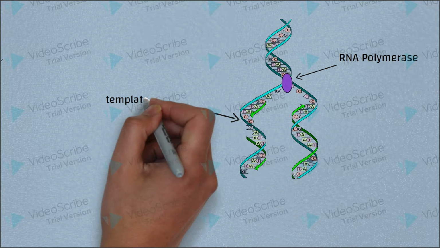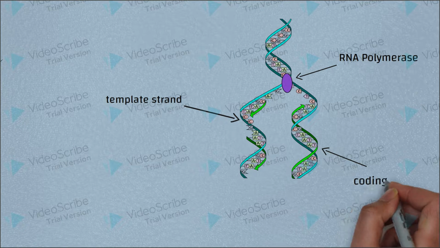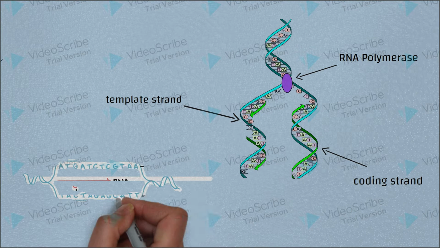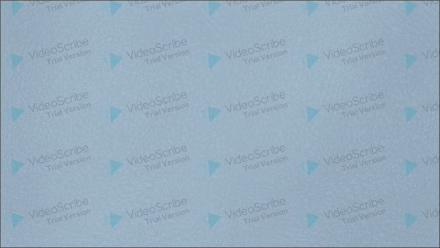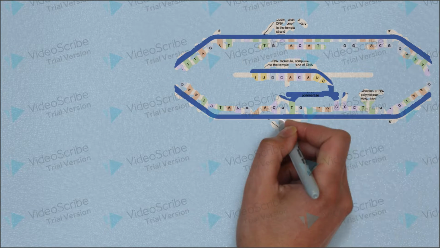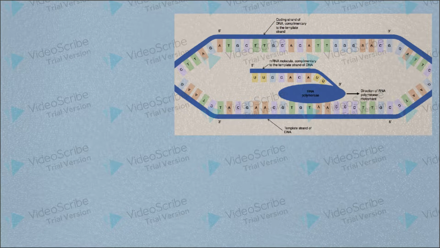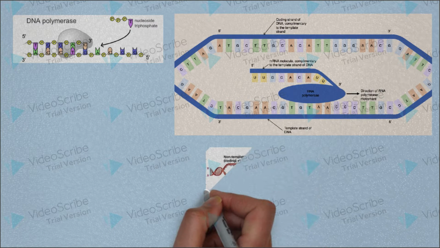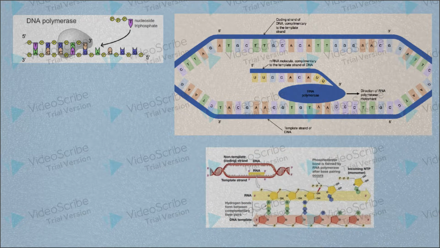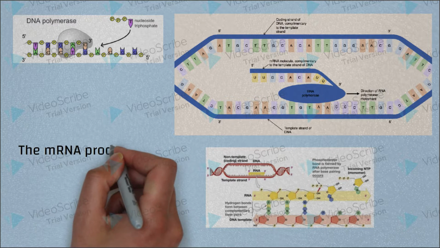The template strand reads in the 3' to 5' direction and is what is going to be important in the process of elongation. RNA polymerase moves down the DNA template strand, adding one base at a time and adding in nucleotides. RNA polymerase builds RNA molecules out of the complementary nucleotides. The mRNA product is complementary to the template strand.